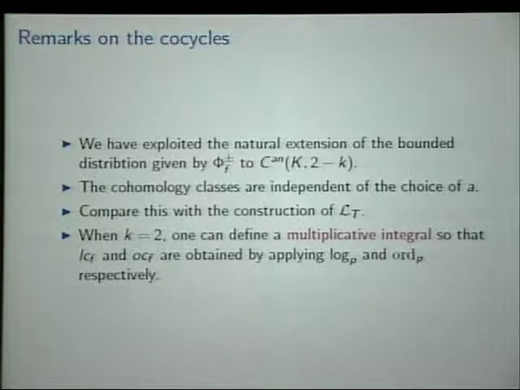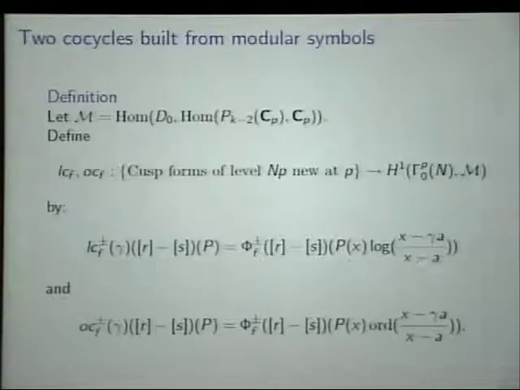I picked this A in the upper half plane, but that's why I should take it in H1, because then it's independent of the choice of that A. I've already done this comparison with the construction of LT, namely you got 2 cocycles and you compare them. And if you do this with k equals 2, I'll just point this out here. You see, this is some kind of complicated sum of the log of this thing.